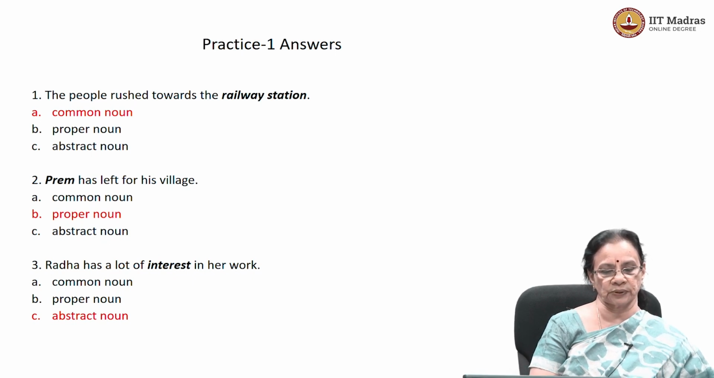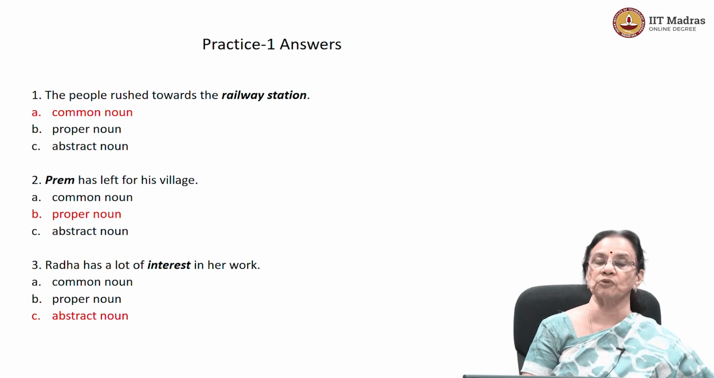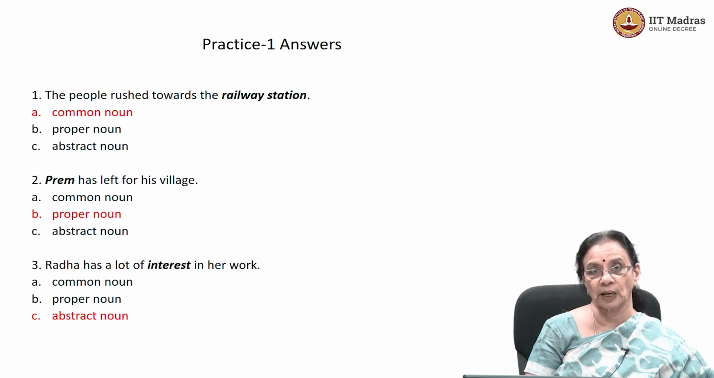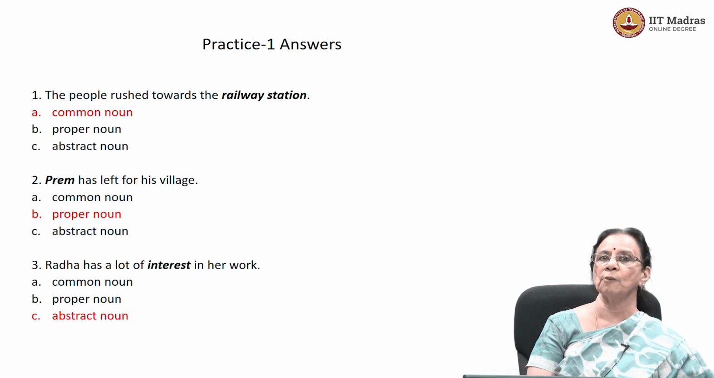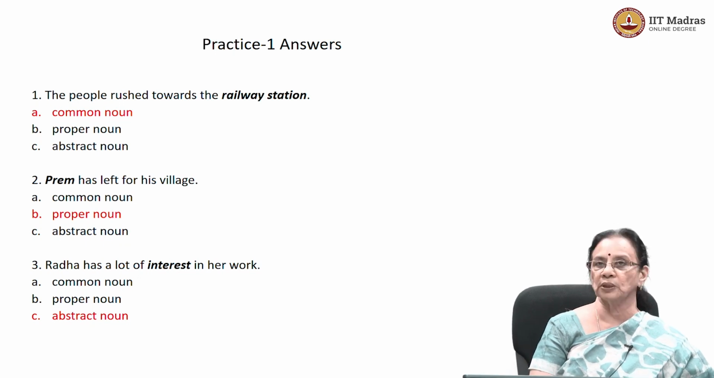Let's move on to the second example. Prem has left for his village. Prem is the name of a particular person, and we know all names of a person are definitely proper nouns. I'm sure you got this right. And let's move on to the next one.